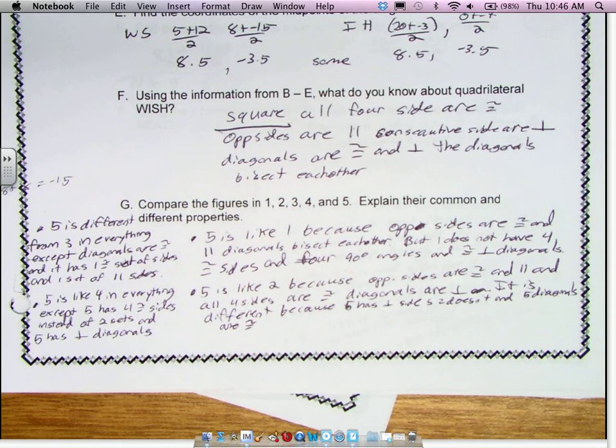5 is like 4 in everything except 5 has 4 congruent sides instead of 2 sets, and 5 has perpendicular diagonals. I'm going to leave this up for quite a while because there's a lot there. I'm going to take attendance while you do it, and then we will move on to the last one.